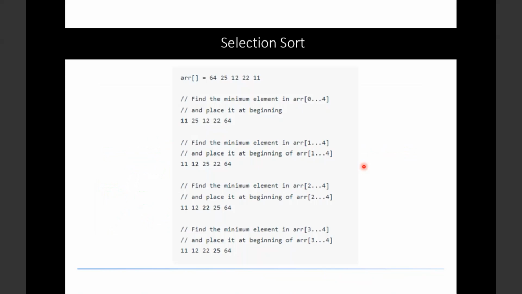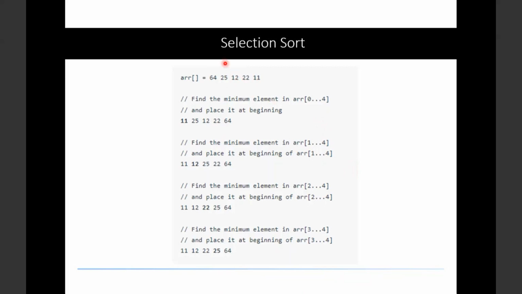Last but not least is selection sort. The selection sort algorithm sorts an array by repeatedly finding the minimum element from the unsorted part and putting it at the beginning. Whatever the minimum is will be placed to the left. The algorithm maintains two subarrays in a given array: the subarray which is already sorted, and the remaining subarray which is unsorted.